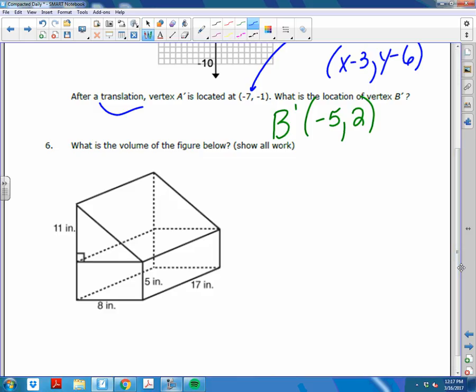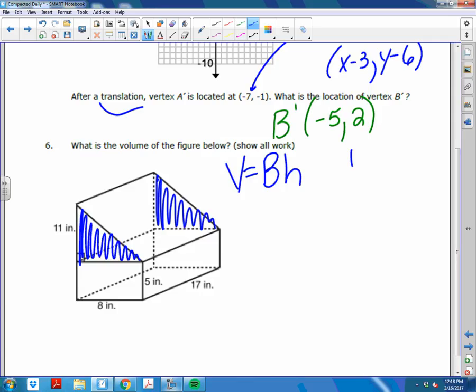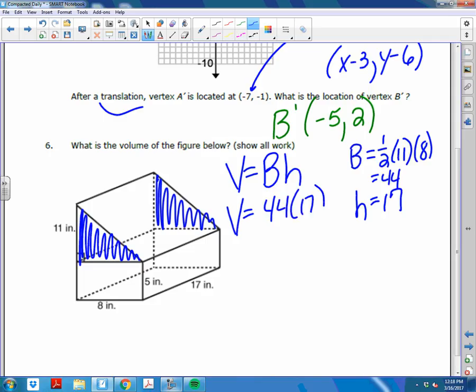This is a composite figure, two different figures, and it wants to find the volume. The first one is a what? It's a triangular prism. So we know that the volume equals area of the base times the height. In this case, the area of the base is 1/2 times 11 times 8, which is 44. And we know that the distance between the bases is 17. So the volume of the triangular prism is 44 times 17.